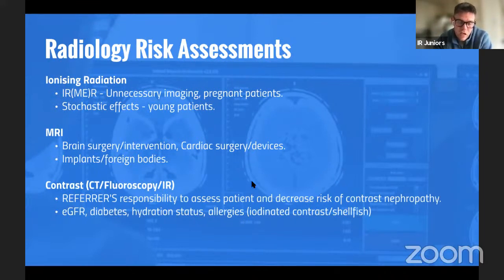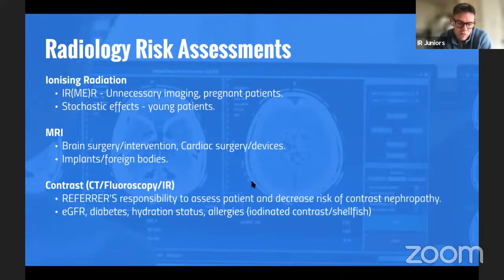With MRI, obviously it's a big magnet. So you want to be aware of previous brain surgery, and if they have any cardiac devices, particularly pacemakers. If you're on a ward round and the consultant says, we could get this patient an MRI, could you request that today? It's worth taking those few seconds to quickly run through these things: any previous brain surgery, any pacemakers or cardiac devices, any metal implants or foreign bodies. It could save you time down the line.